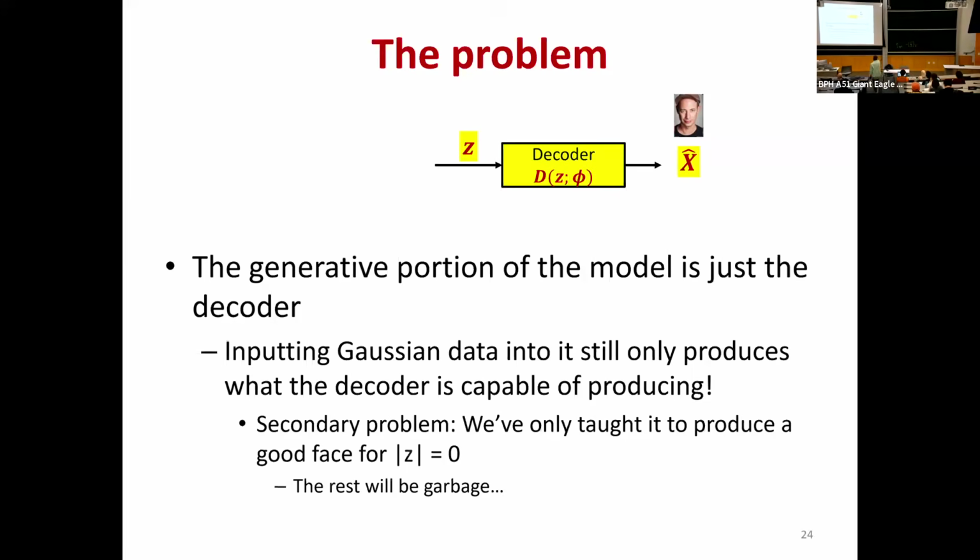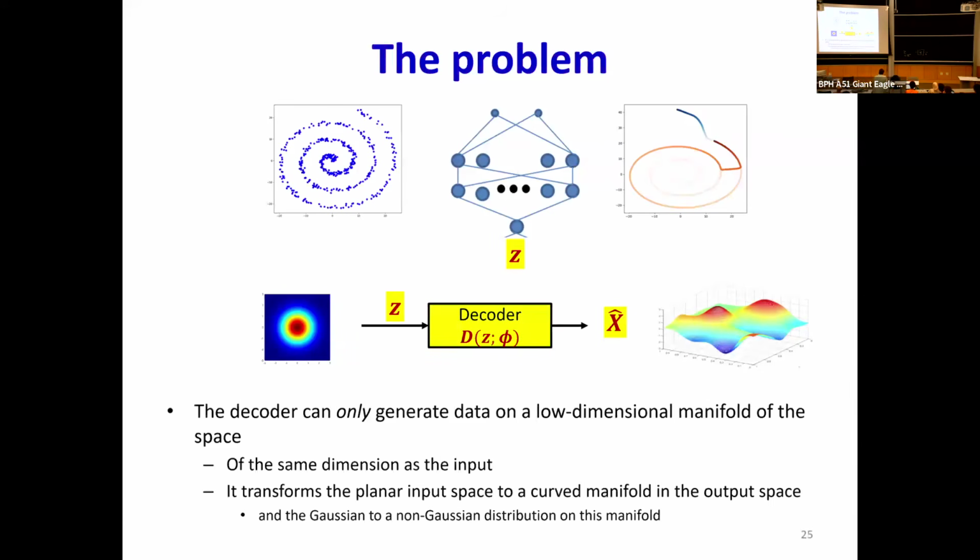So when I just minimize the norm of Z, all you will find is that for Z equals 0, it produces a pretty good picture of an average face. But if you go off 0, it's going to produce nonsense because it hasn't learned, right? Now, again, the decoder we know can only generate data on a low-dimensional manifold of the space, of the same dimensionality as the input. So it transforms the planar input space to a curved manifold in the output space.